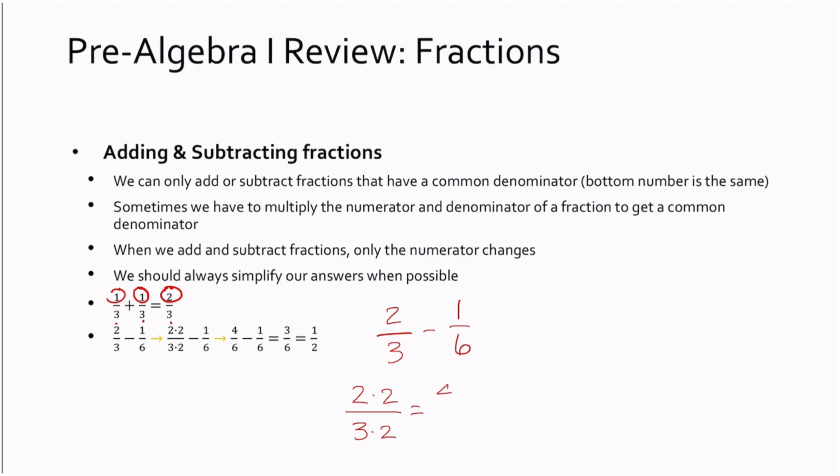So I would end up with 4/6 minus 1/6. And then again, that denominator is going to stay the same, and I really just have 4 minus 1 is 3. And now 3/6, 3 can go into 6, so I can simplify this as 1/2. And so that's what I'm doing when I'm adding or subtracting fractions. I have to first make sure that the denominator is the same in both parts, and then I'm only affecting the top number, only the numerator is changing.